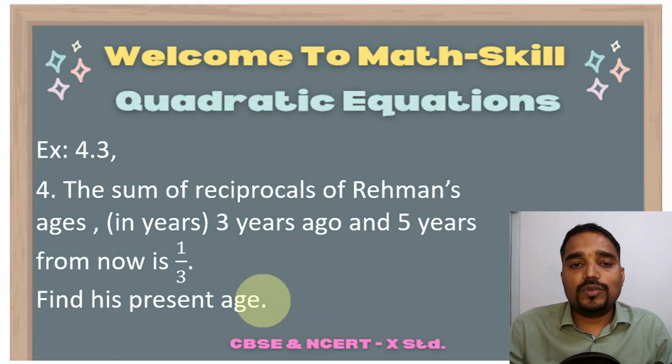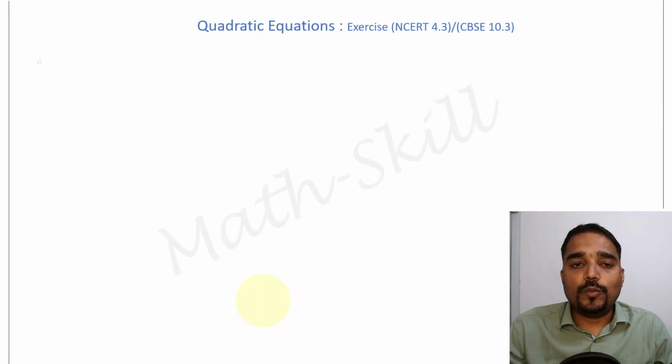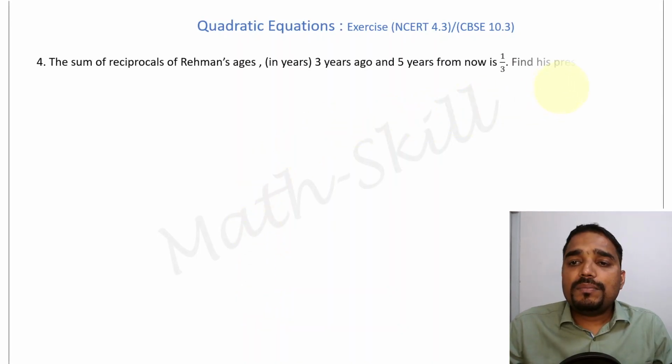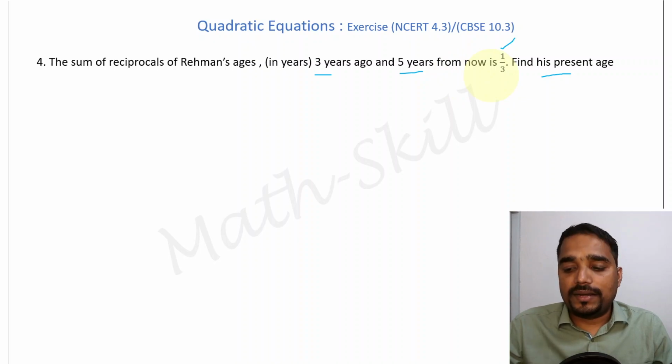Now let us start the solution by noting down the numerical. The expectation is we will have to find the present age of Rehman, satisfying the condition. We will first find the reciprocal of Rehman's ages 3 years ago and 5 years from now. These reciprocals will have to be added and equated to 1 by 3. Then that condition we will have to simplify and find the present age of Rehman.